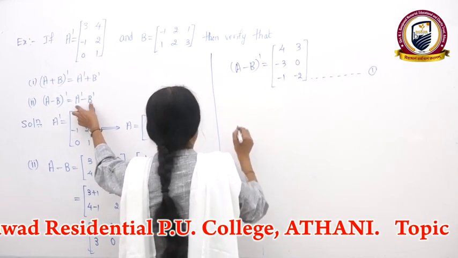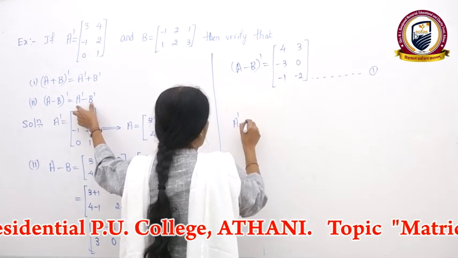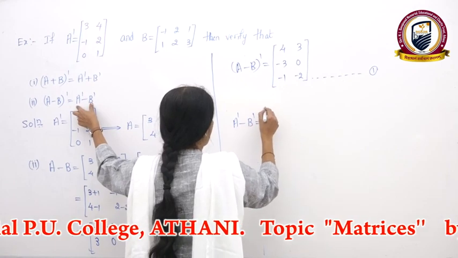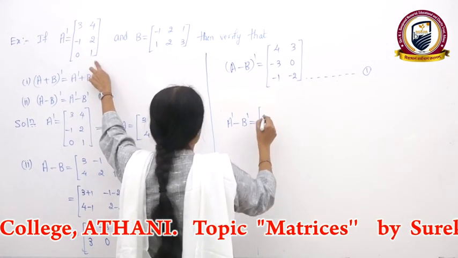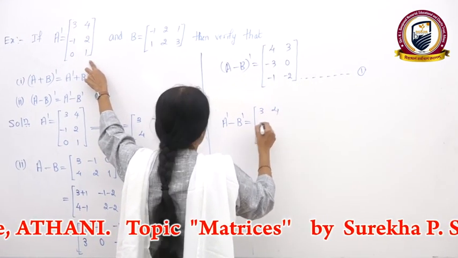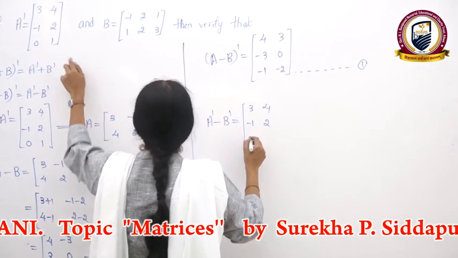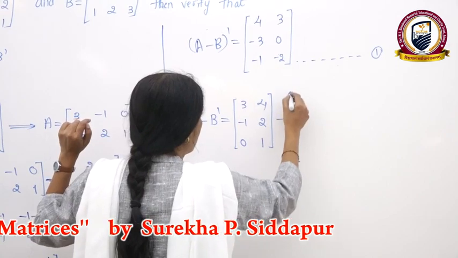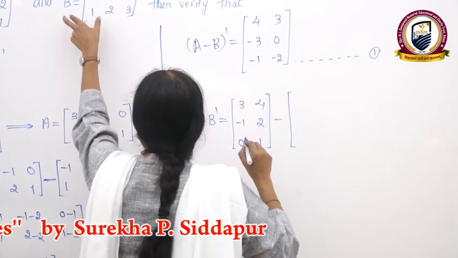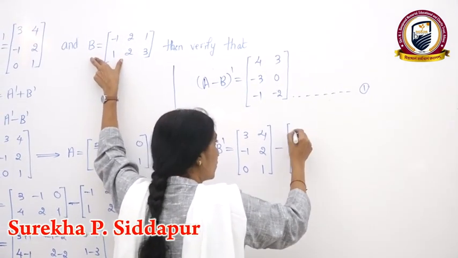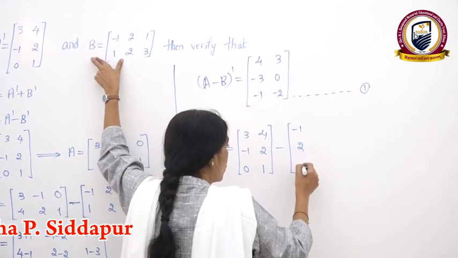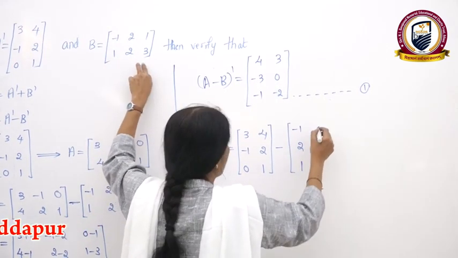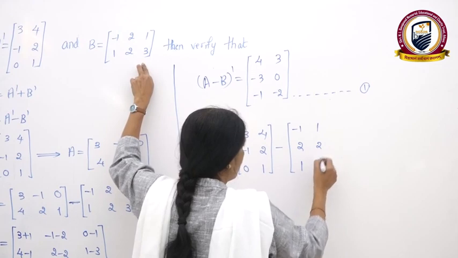Coming to the next part. In the next part I am writing A transpose minus B transpose. What is A transpose? 3, 4, minus 1, 2, 0, 1. And in the middle we have to write minus. What is B transpose? B is given. Write the transpose of that: minus 1, 2, 1. Second row changes to second column.